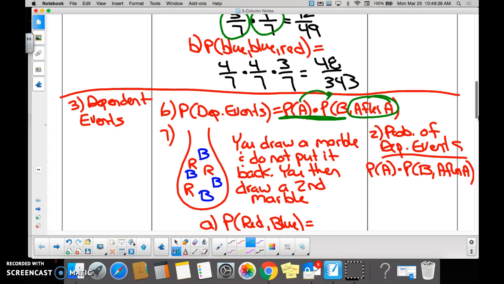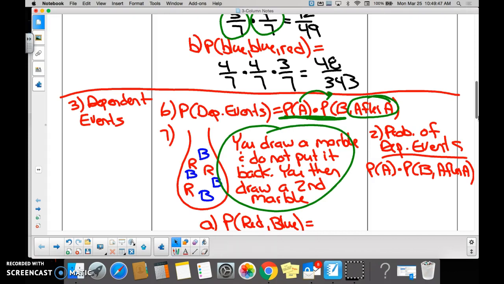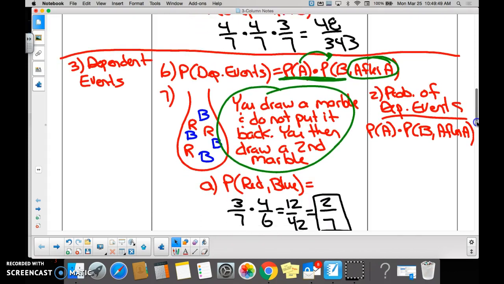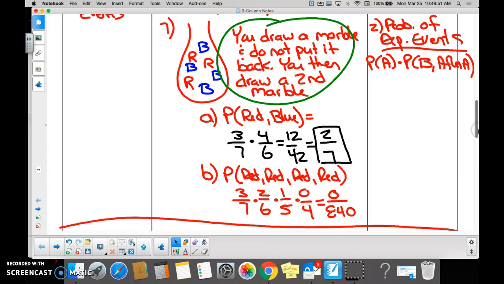Okay, and in this situation, again, we have our bag of marbles. Instead of putting the marble back in the bag after I draw it, I keep it. Will that impact the probability of the second draw then? Yes. So I drew a red and then a blue. What's the probability of drawing a red from that bag? And then what's the probability of drawing a blue? 4 out of 6, because I never put the marble back, right?